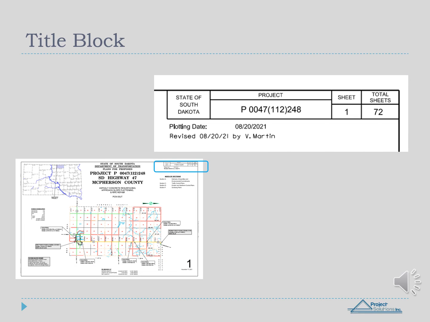On the top right-hand side of the page, you will find the title block. This block is on every page of the plan section pages. It allows for an individual to look at any sheet and know what project it is for. Looking from the left to the right, we see that this project is in the state of South Dakota.